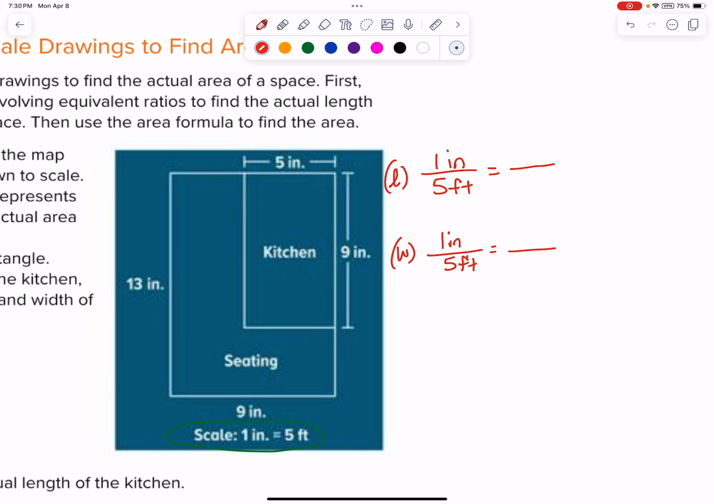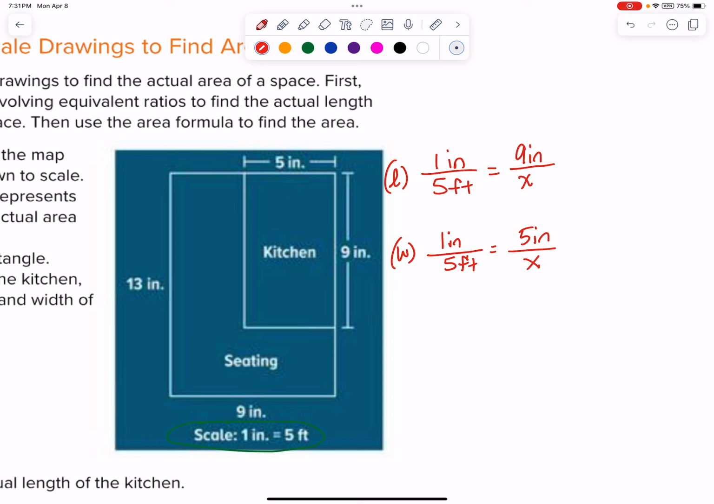Okay, so for my length, length is typically your long side. So instead of 1 inch, I have 9 inches. And so I'm wondering how much that is. And then instead of 1 inch, so 1 inch is 5 feet. And then instead of the 1 inch for the width, I have 5 inches. Okay. And so we're wondering what our x is for both of these. Okay. All right. So 1 inch is 5 feet.